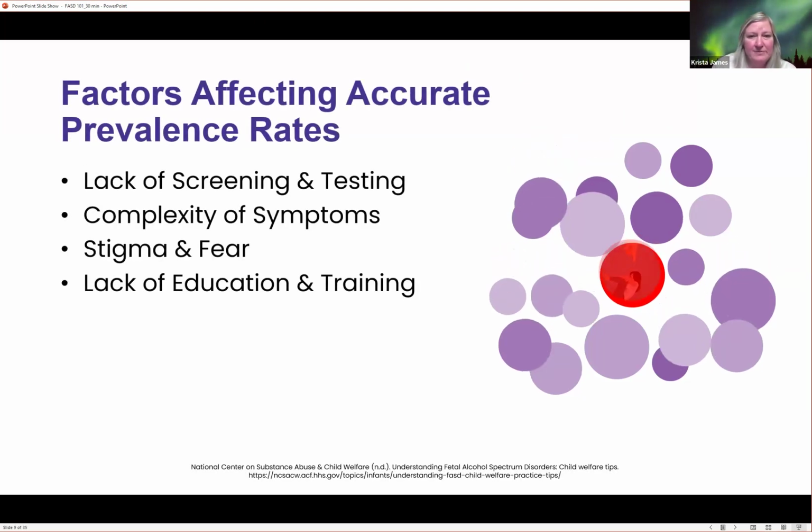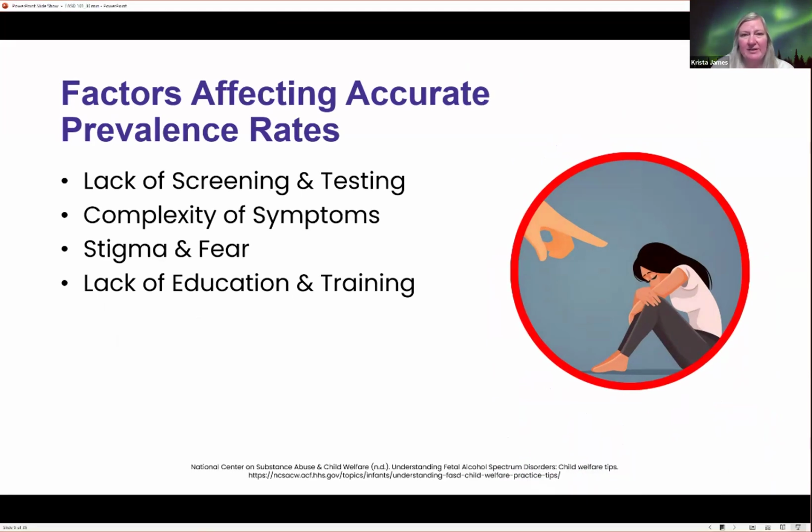And thinking about those prevalence rates, it's really difficult for us to get accurate prevalence rates. Many people believe that these rates are really underestimated since professionals often overlook or misdiagnose FASD in kids. One study found that 86% of foster and adopted youth with FASD had never been previously diagnosed or had been misdiagnosed. And misdiagnosis occurs very often because we have a lack of screening and testing.